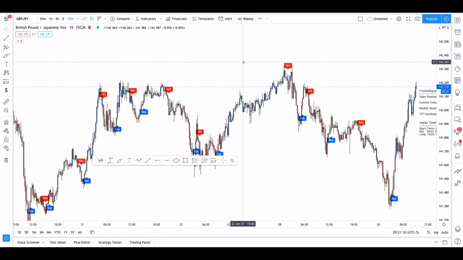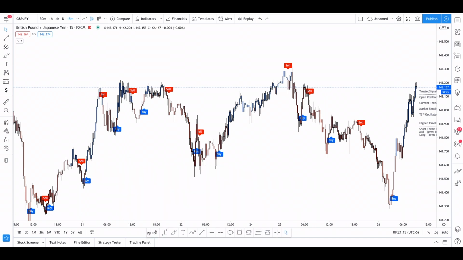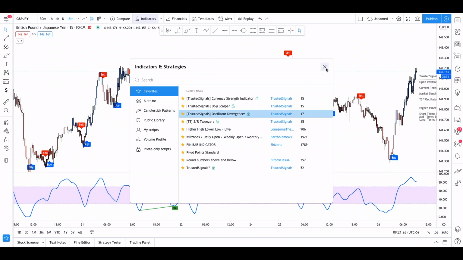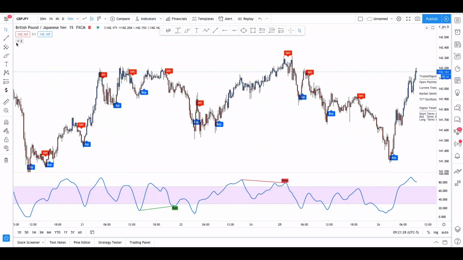In this video, we're going to go over how to use the TrustedSignals Stochastic RSI. To add the Stochastic RSI to your charts, click on the settings for your TrustedSignals oscillator divergences, click on Oscillator Used, and select Stochastic RSI from the drop-down menu.